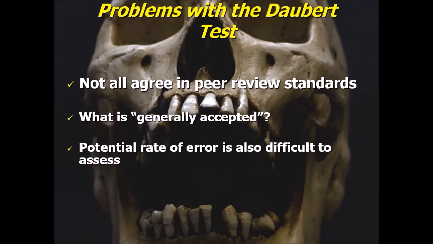Not everybody agrees on peer review standards. What is generally accepted is too vague. And of course, the potential rate of error is also difficult to assess because not everybody's going to agree on the potential. There would be a large margin and a small margin. Most of them will go somewhere in the middle, but some will say higher, some will say lower. And what happens if you're within that margin? There's problems.